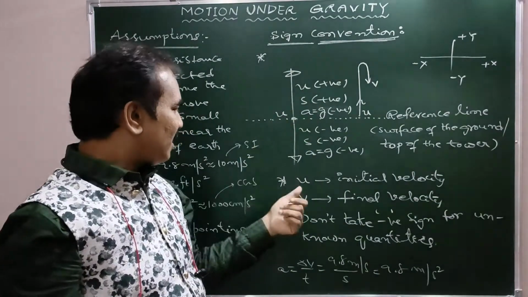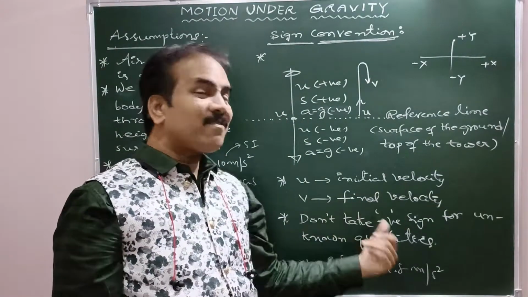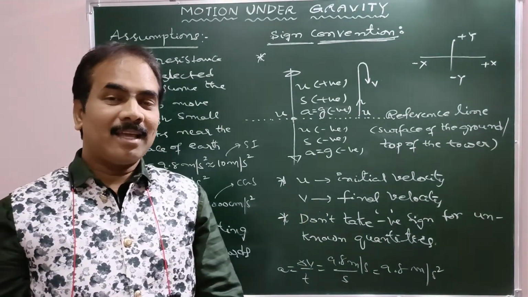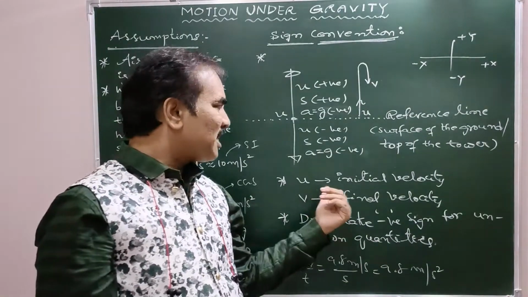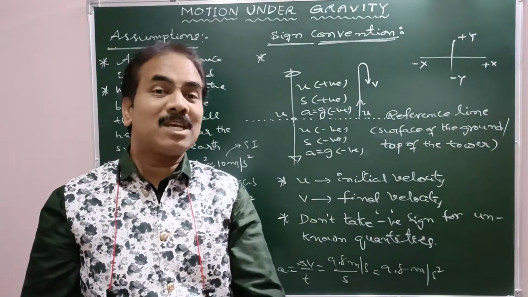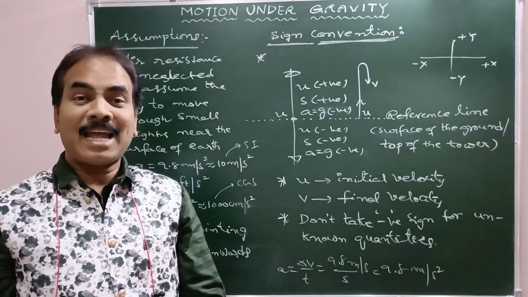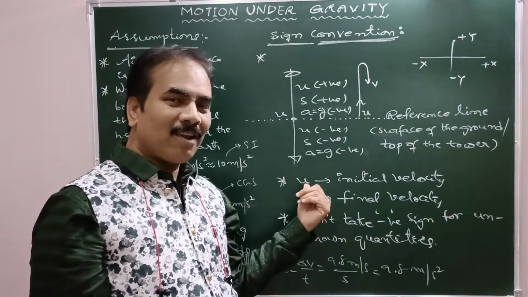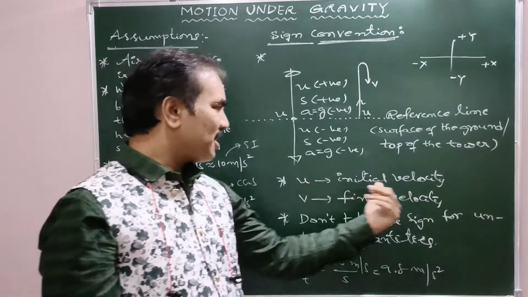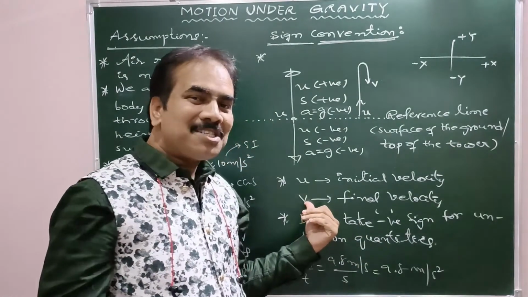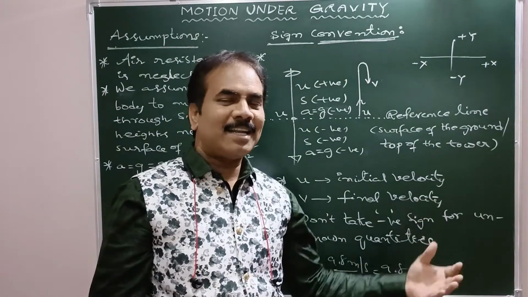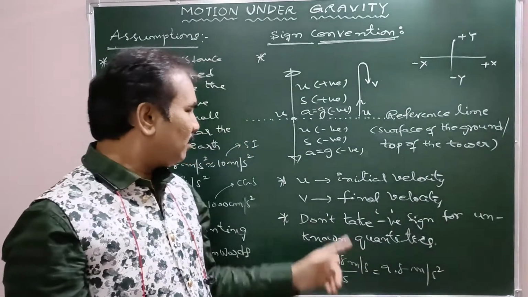So U means here initial velocity. V means final velocity or instantaneous velocity, that means velocity at any other instant. Initial velocity is the velocity of the body when our observation starts, that is when time t equal to 0. So this is the velocity of the body when time t equal to 0 and our observation starts, initial velocity. This is the instantaneous velocity. In fact, it may be final velocity also when time t equal to t, right?